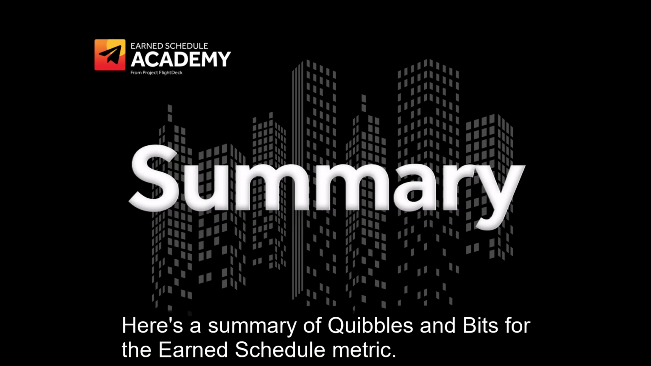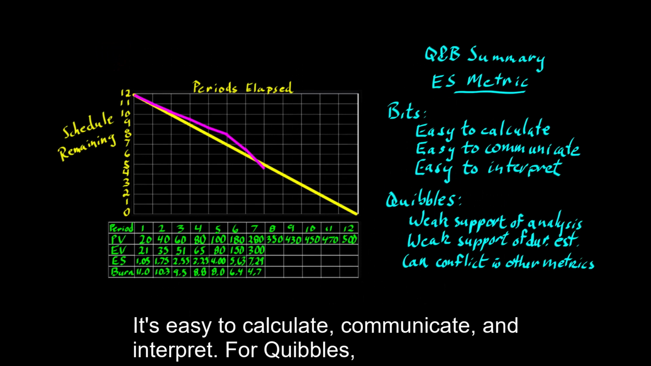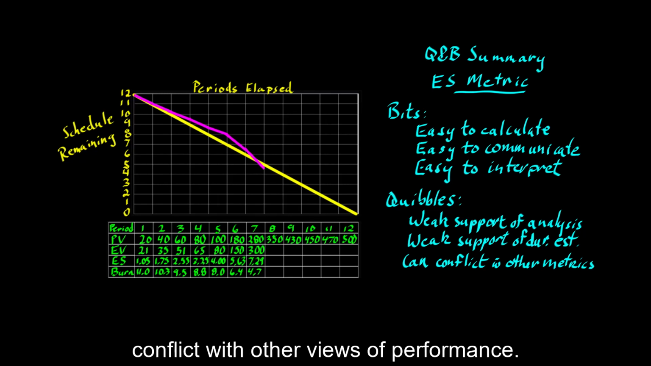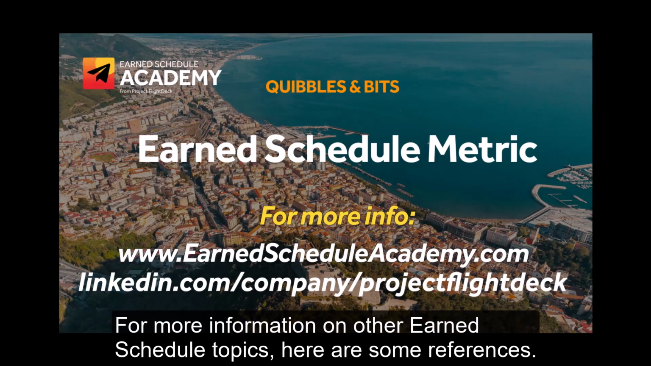Here's a summary of quibbles and bits for the earned schedule metric. For bits, it's easy to calculate, communicate, and interpret. For quibbles, it has weak support of analysis and estimates at complete, and it can apparently conflict with other views of performance. For more information on other earned schedule topics, here are some references.